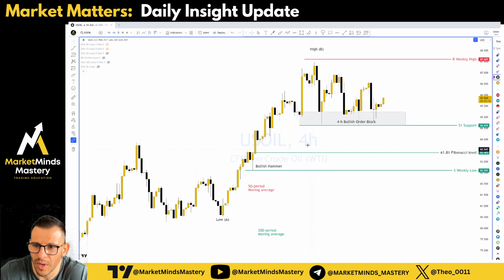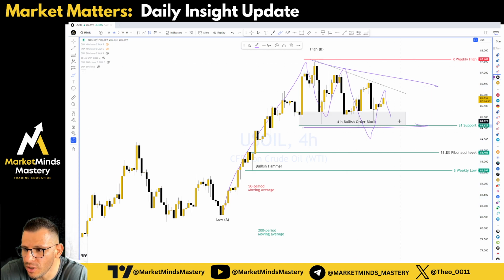Next one, US oil. This 4-hour bullish engulfing order block, we put it from the beginning of the week. It really holds quite significant. However, there is this kind of descending triangle found within this uptrend.